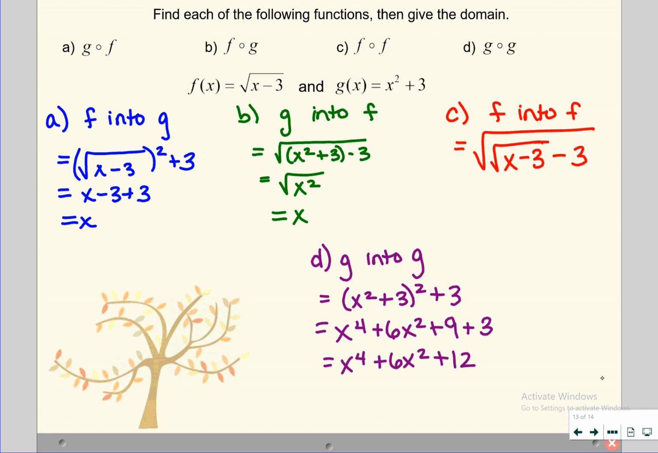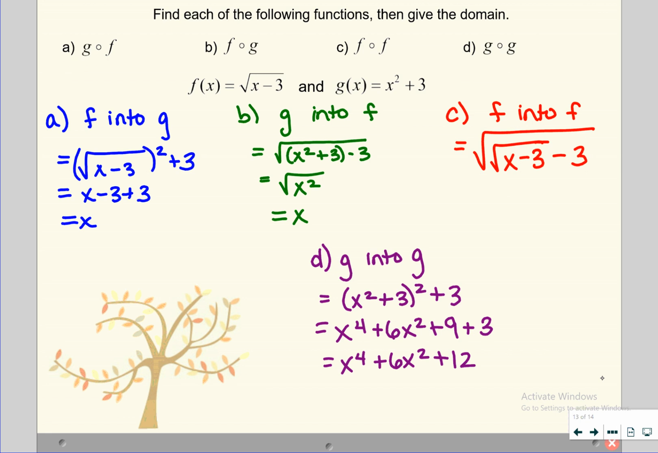Now f into f, you guys at this point cannot simplify something that looks like this, a square root under a square root. Now, if that -3 wasn't there, we could make it a 4th root of x minus 3 because there's 2 square roots. But because that extra -3 is there, we just leave it. And then g into g looks more like the ones that we did on the previous slide, where you have a little bit of foiling to do here, and then you're combining your like terms together. Okay. What questions do you have on the compositions here?